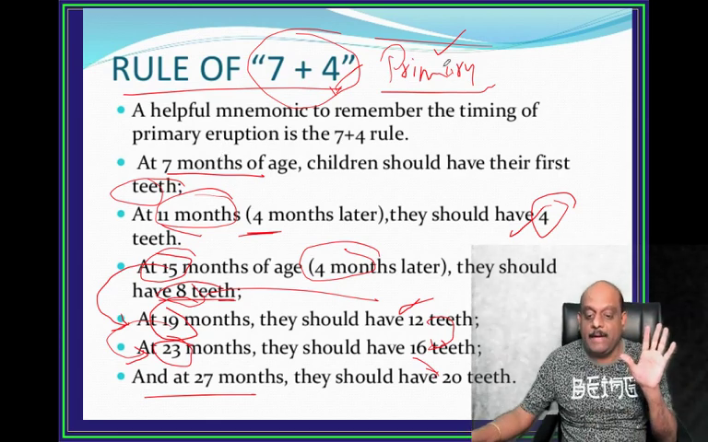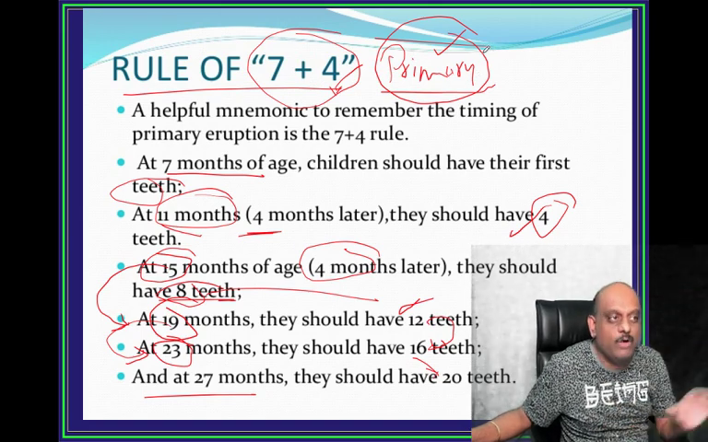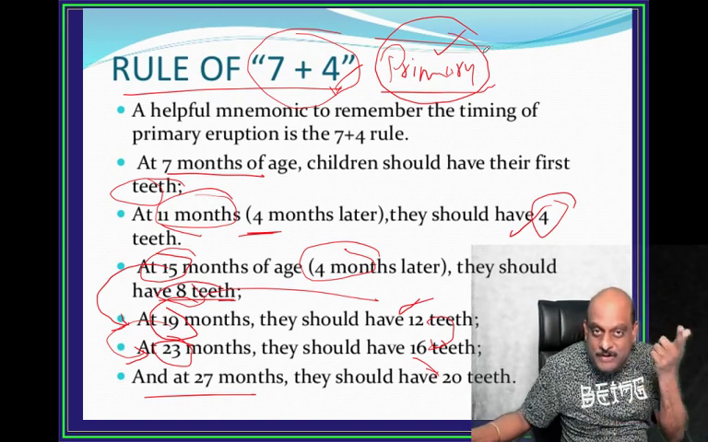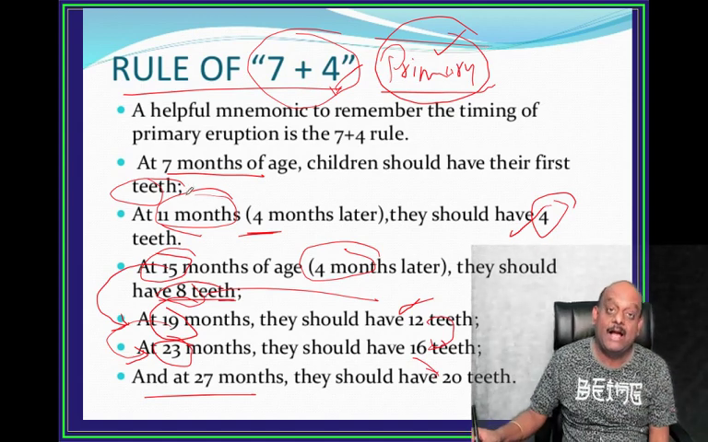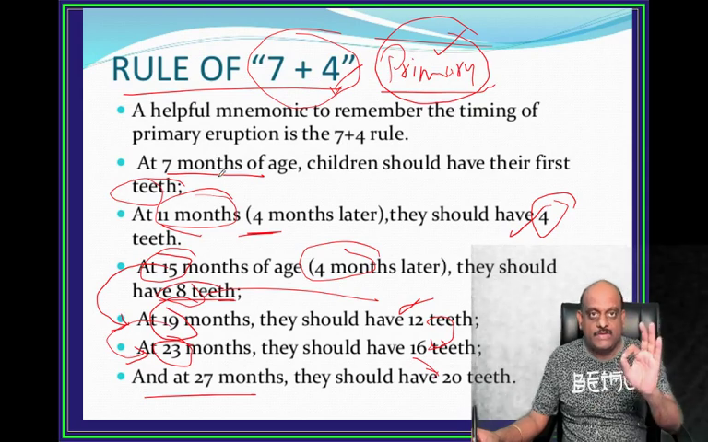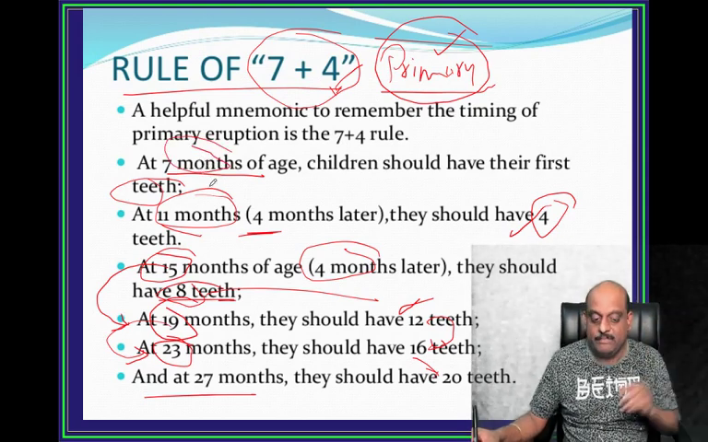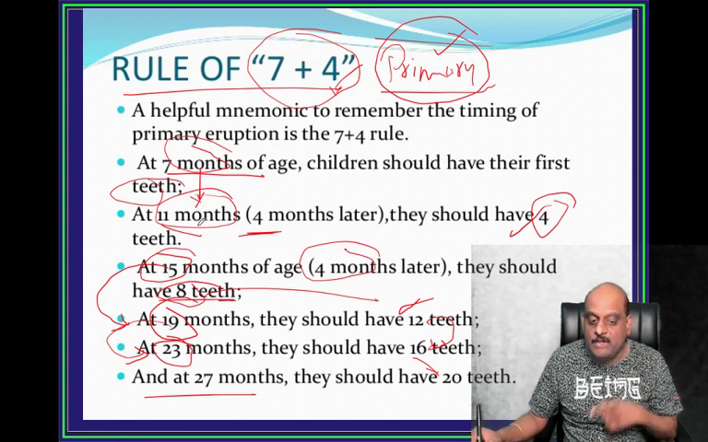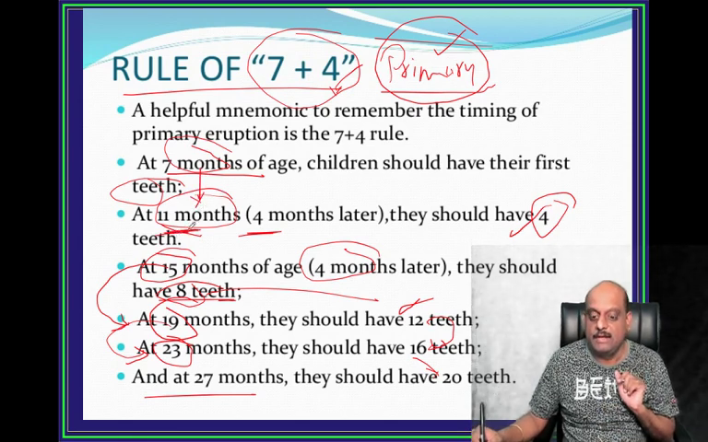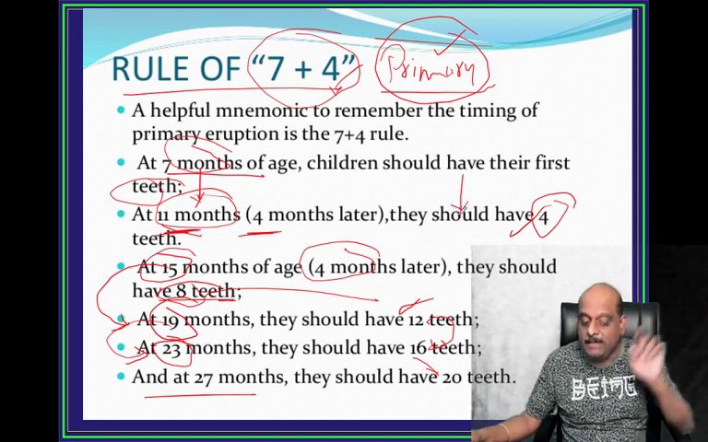Very simple. For primary teeth, generally the examiner will tell you the age of the boy and ask how many primary teeth will be there. You should be able to answer reflexively. How will you do that? 7 plus 4 teeth rule. 7 months baby, first teeth arrive. 7 plus 4 means 11 months, 0 plus 4, 4 teeth will be there.